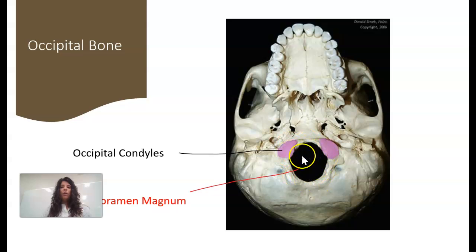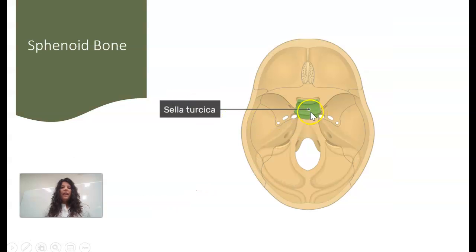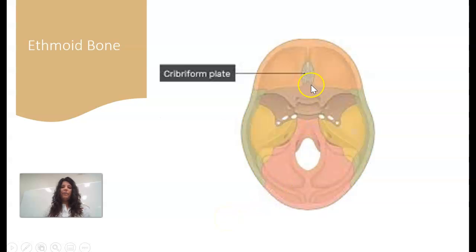And then this big hole in here. So a hole in the skull is called a foramen. This is the foramen magnum, and this is going to be where the spinal cord is going to attach to the brain. And then on your sphenoid bone, you have the sella turcica right here. And finally, on the ethmoid bone, you have the cribriform plate, which would be located right here.